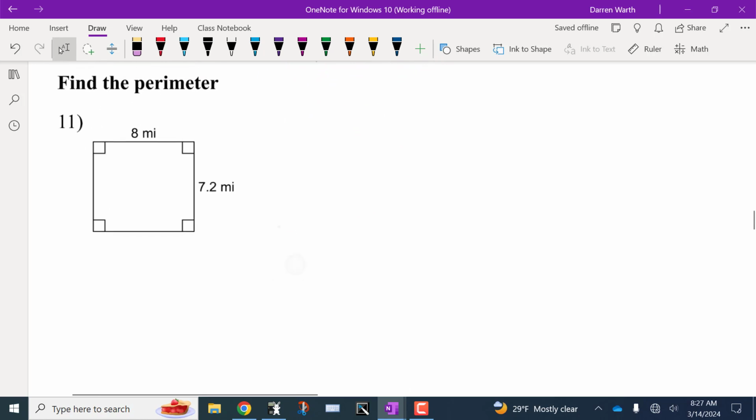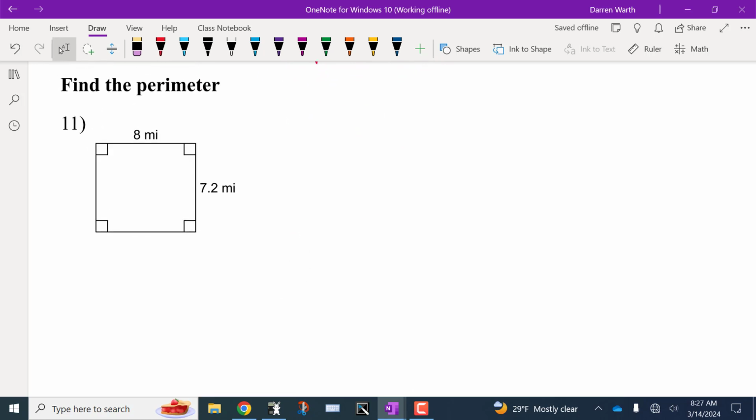So this next problem, on number 11, wants us to find the perimeter. Well, remember, the perimeter is a measurement completely around the outside of an object. Since I have this rectangle right here, I know the properties of a rectangle. If this side is 8, I know that this side is also going to be 8. And if this side is 7.2, then this side over here is also going to be 7.2. So both sides are equal to each other.